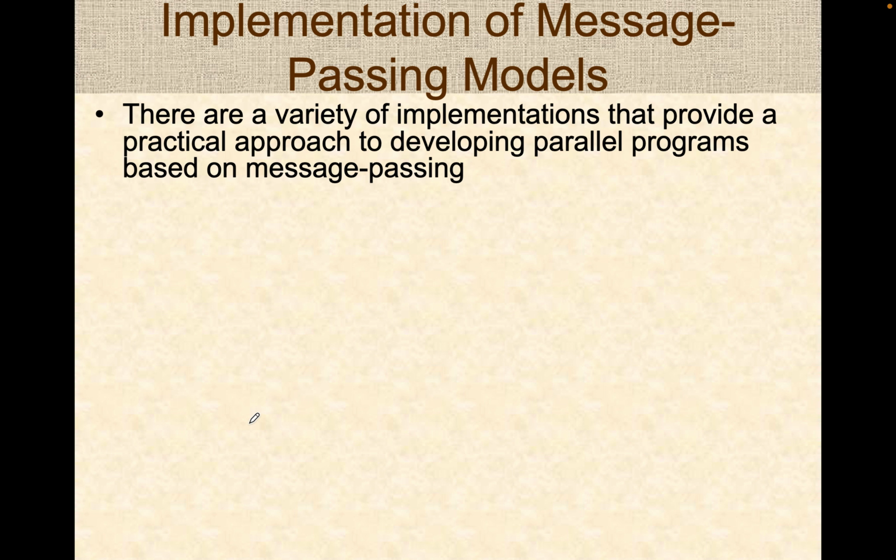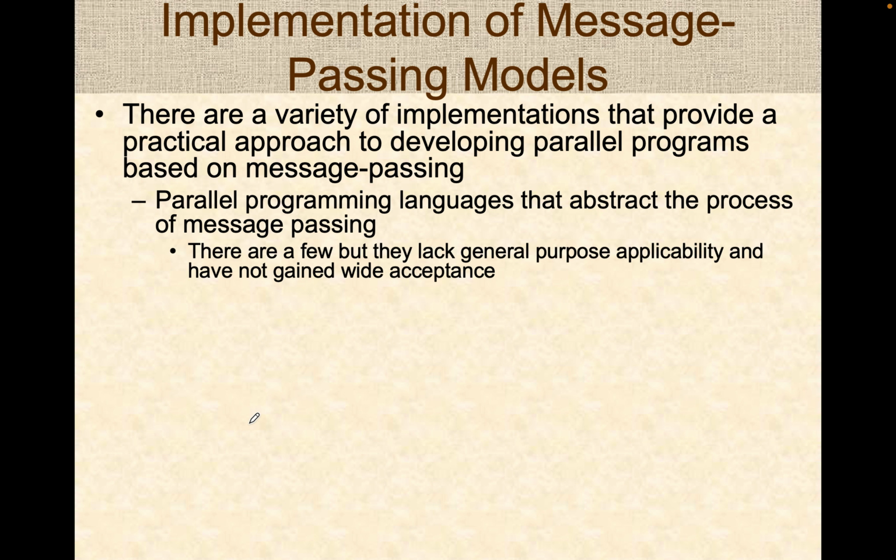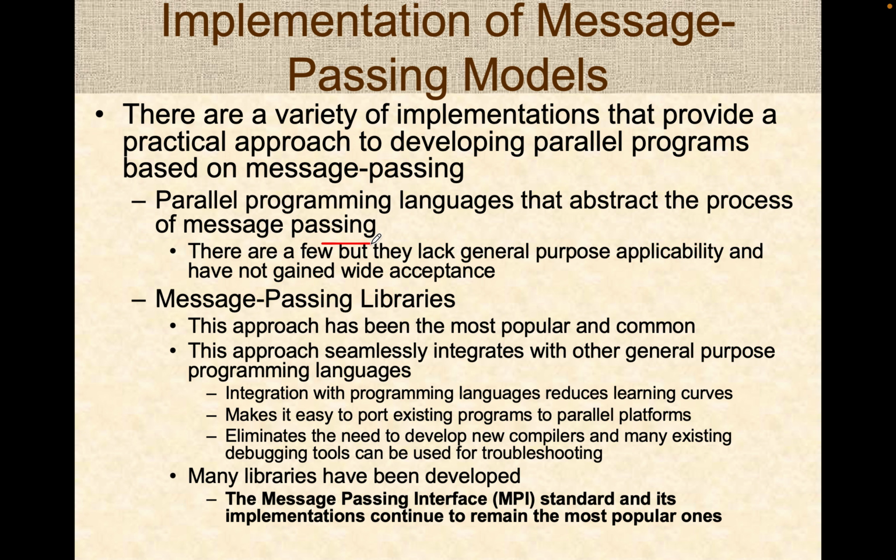There are different implementations that provide a practical approach for applying the message passing model. There are parallel programming languages, but they are few and lack general purpose applicability. So libraries are the most common and popular way of implementing message passing programs. And specifically, the Message Passing Interface, or MPI, has become the gold standard on most supercomputing platforms to implement the message passing model and implement parallel algorithms.